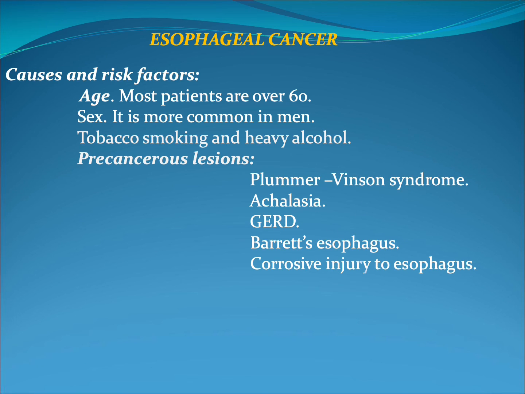There are important precancerous lesions that we've mentioned that might cause the development of esophageal cancer: Plummer-Vinson syndrome, achalasia, and reflux, especially when reflux causes paralysis of the esophagus, which is very risky. Sometimes corrosive injuries might also contribute. Plummer-Vinson is with iron deficiency anemia and esophageal webs.